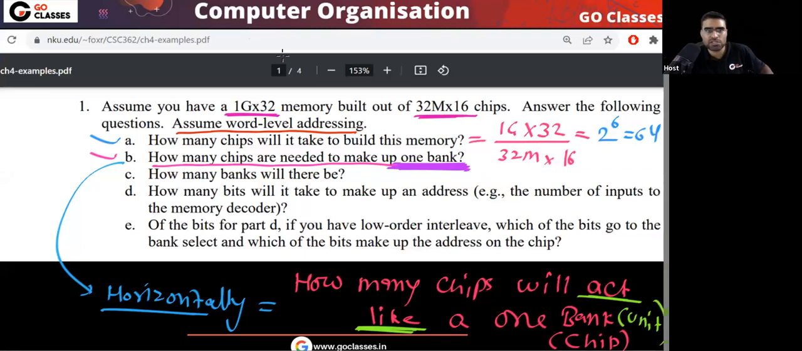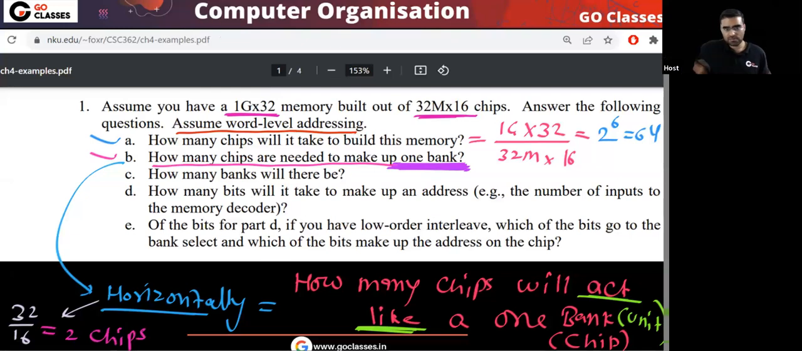Okay, so this question is asking horizontally. So for option B, what will you do? That is quite simple. All you have to do is divide this 32 by 16. This is quite easy. So that will be 2. So 2 chips. This is your answer for option B.